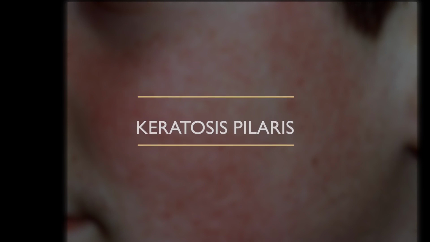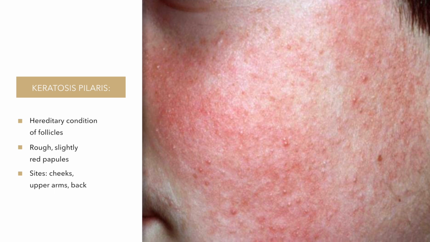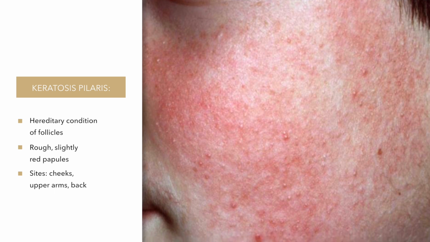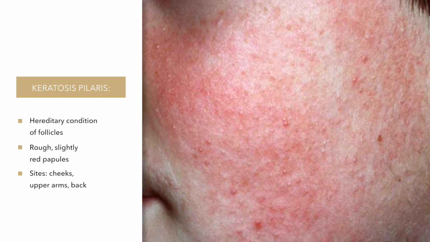Keratosis pilaris faciei has prominent follicular orifices with this background erythema. It's a hereditary condition and often also seen on the upper aspects of the arms as well as the upper back.